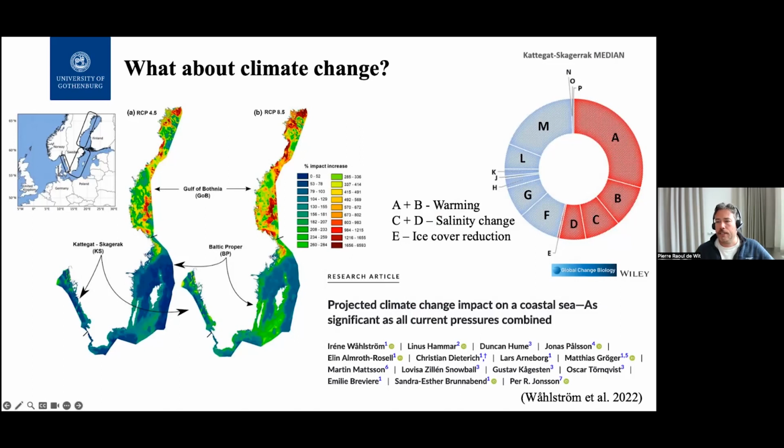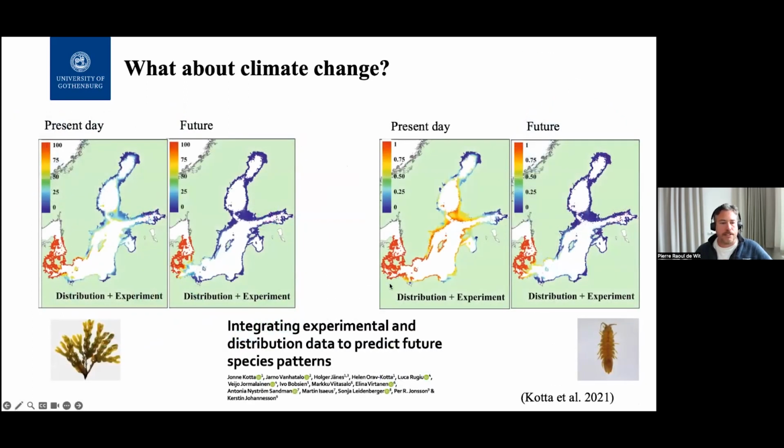And a lot of this you see in A and B is due to warming effects or salinity change effects. So what are these effects that we expect to see? Well, one thing is that we expect to see species distribution differences. So here's an example where these authors have combined current distributions and experiments on tolerances to future salinities and temperature in order to predict what the distributions will look like in the future.